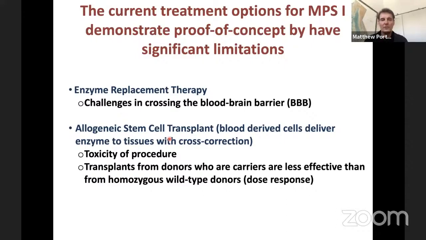The progeny of the hematopoietic stem cells, most importantly the macrophages, will migrate into the tissues, make a small amount of enzyme that will be secreted into the extracellular space and be taken up through a process called cross-correction by the cells that are missing the enzyme, and we will get a low level of metabolism. And what is really important is that if you use people who have both copies of the MPS I gene intact, they are better at ameliorating the symptoms than cells that only have one copy. So there's a dose response here.